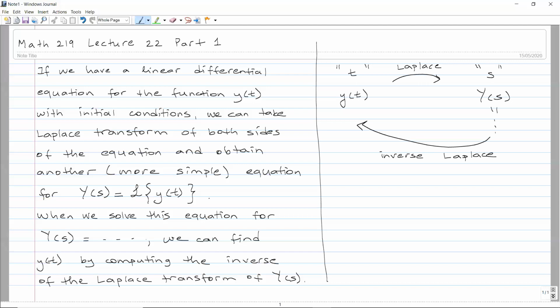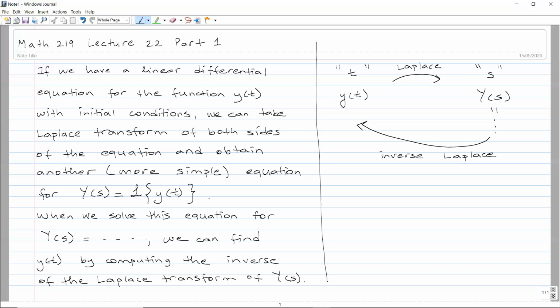So given the equation, apply Laplace to get equation for capital Y of s, solve that equation, and then to the solution, apply inverse Laplace to find the solution of our differential equation, of our initial value problem, really, because we will see in a minute, in order for this to work out, we need initial conditions.